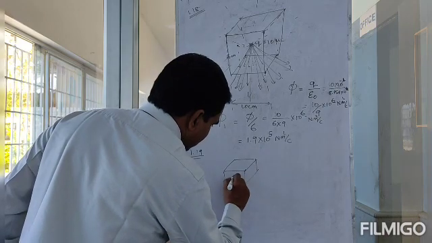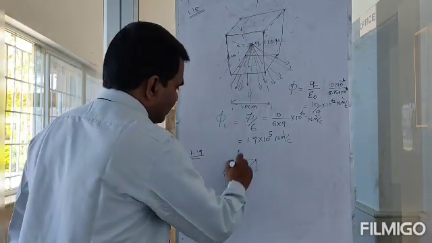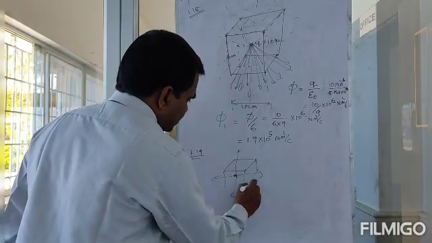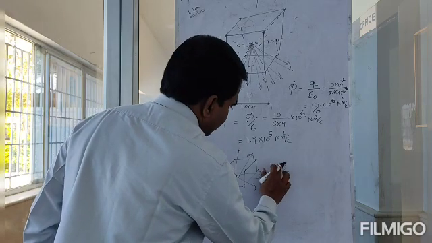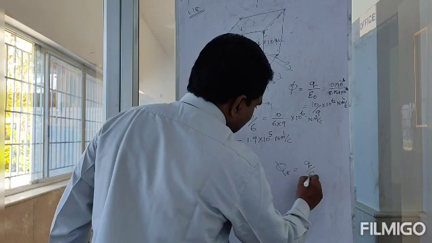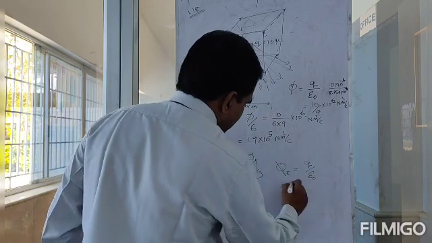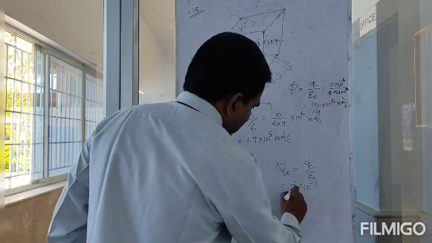There is a charge of 2 microcoulomb at the very center of the cube. So the amount of electric flux which is coming out, phi e, is equal to Q by epsilon naught. So this is 2 microcoulomb, 2 into 10 power minus 6 coulomb.